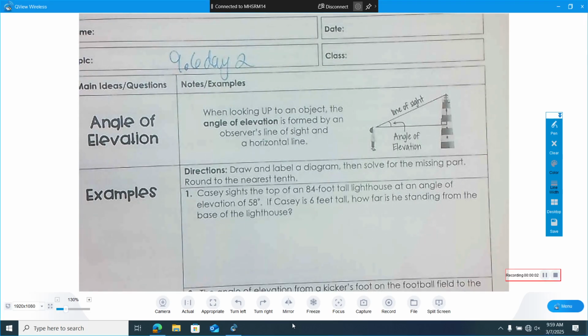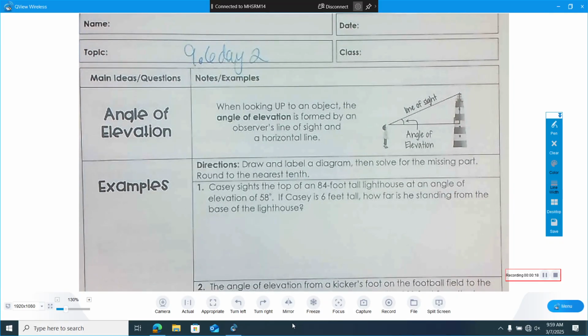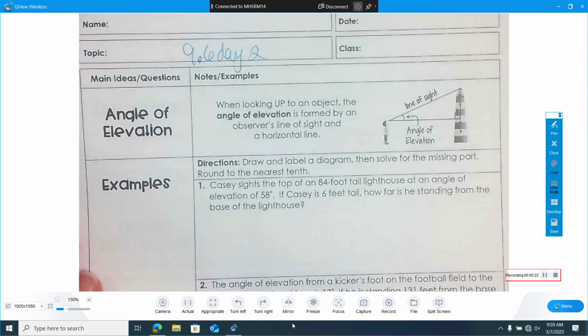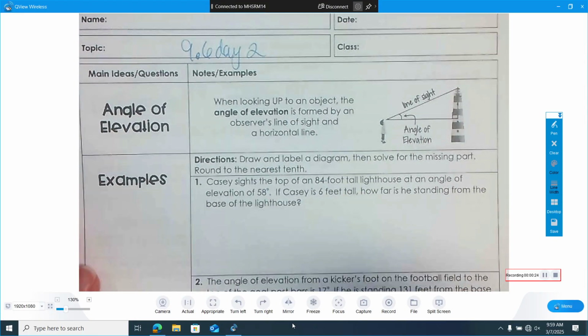This is 9.6 in your book, day 2 on this. We're talking about angles of elevation and angles of depression, which are lovely words. But once again, we are using trigonometry to solve problems. So what is our lovely little mnemonic that we use to help us set up trig problems?